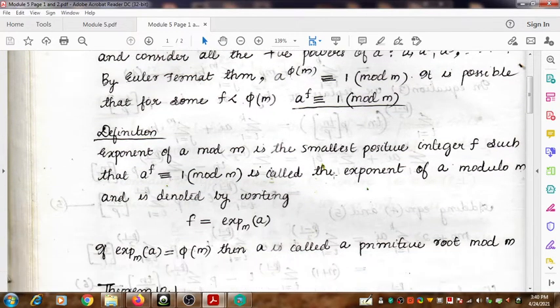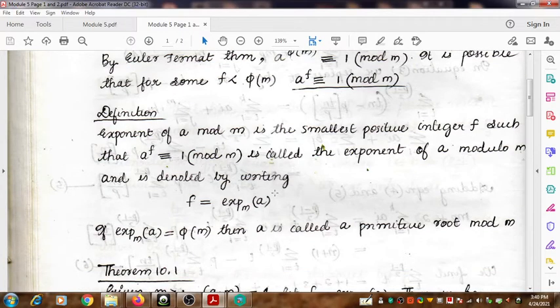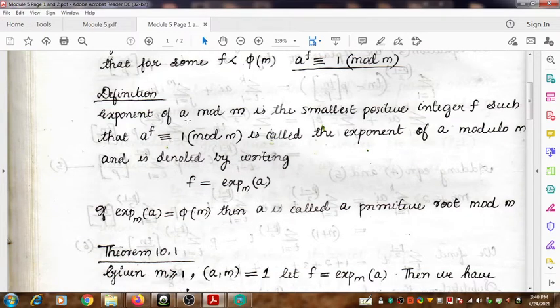That motivates us to define the exponent of the given number a modulo m, or with respect to the second number m. See the definition: the exponent of a number a mod m is the smallest positive integer f such that a raised to f is congruent to 1 mod m.